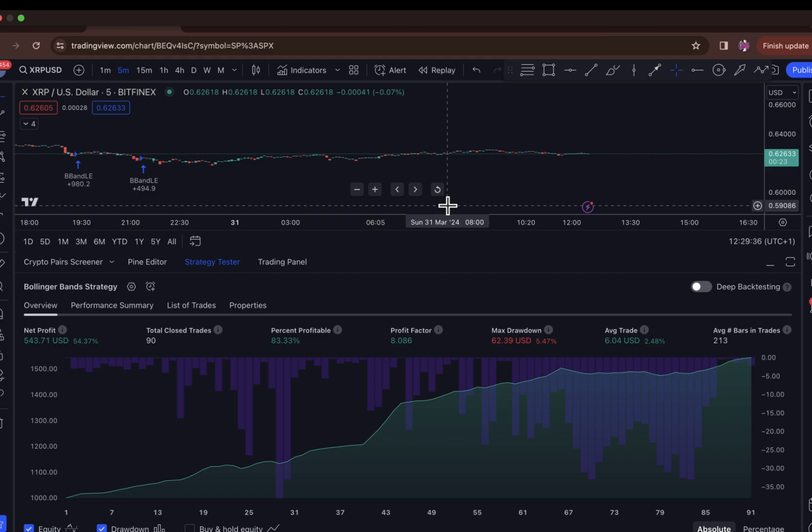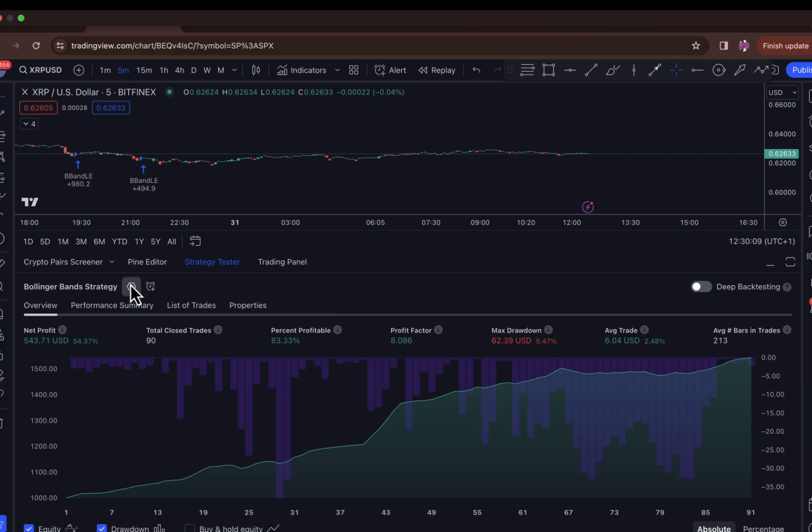There we go. So the profitability has now massively increased to 83.3%. Now, the strategy took 90 trades. The drawdown is $62, and our profit for a 1K initial capital is $543. So the rest of the strategy going forward depends on your own taste of risk.